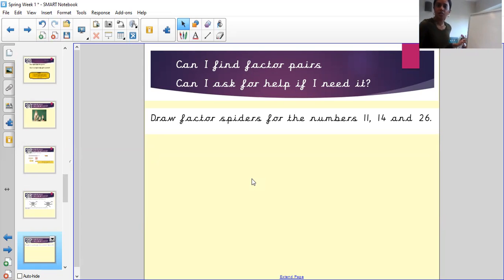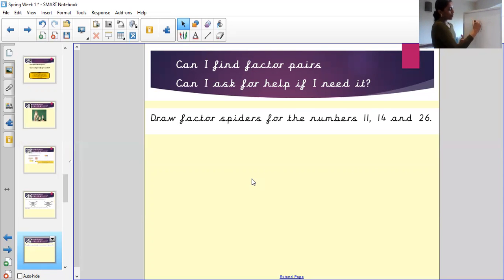Okay, everybody, by now you might have completed the activity and then pressed play again. So here we are back to our learning. Let's have a look at the number 11. I'm going to draw a spider for the number 11. So I put 11 in the middle. Now I need to find out what are the factors of 11. What do I times by each other to get the number 11?